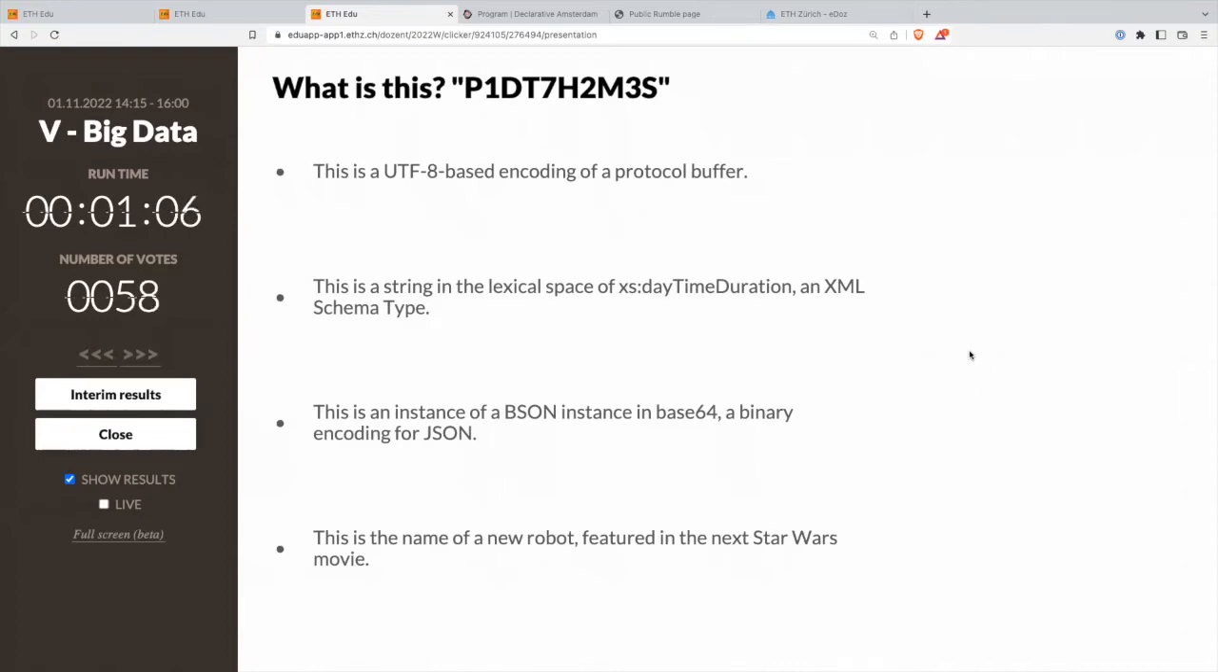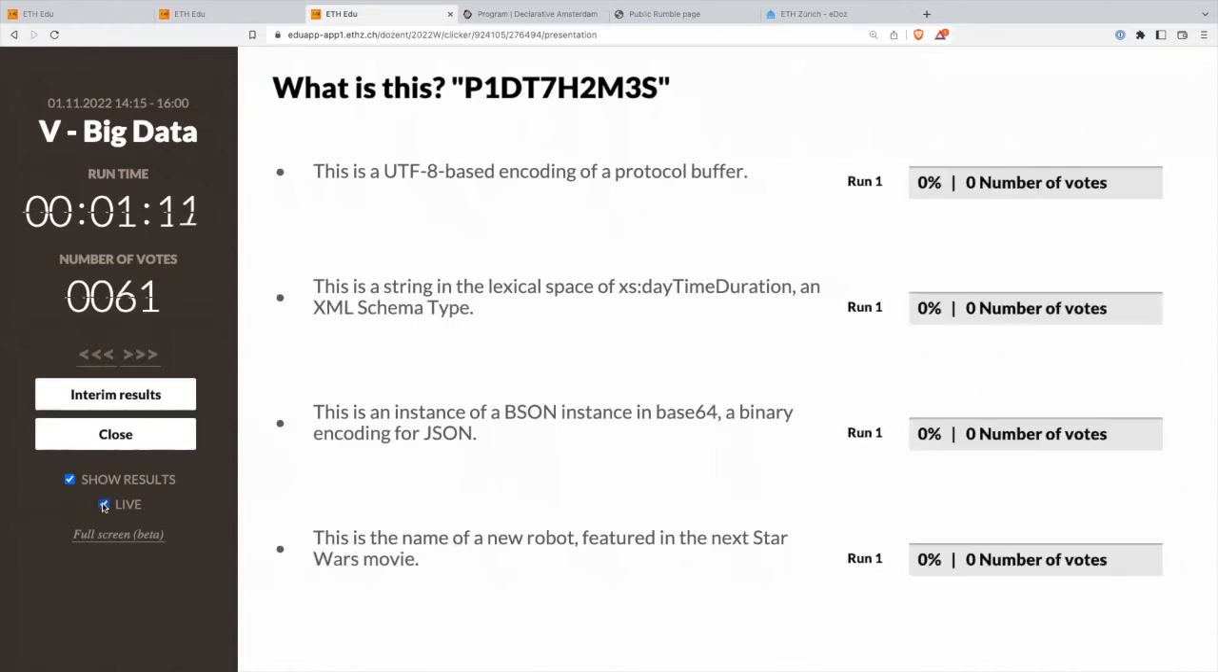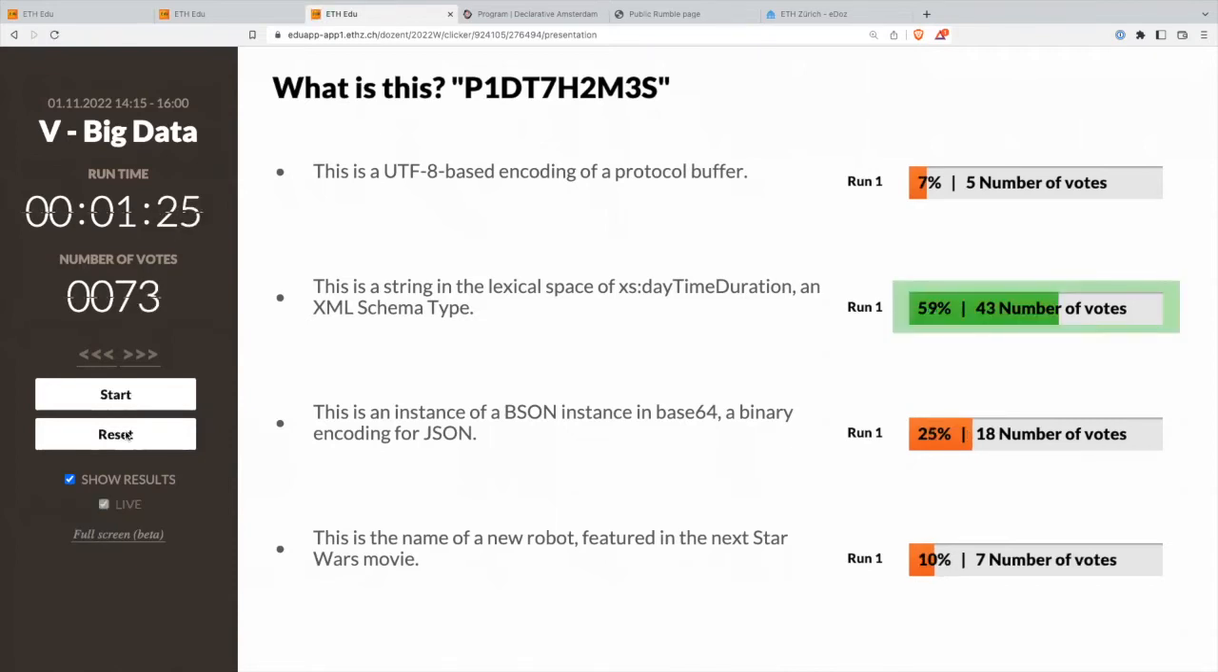The answers are coming in. Let's look at your answers. We have Star Wars fans, or maybe they know things I don't know on the next movie that's going to appear. And we have a majority, and it turns out that the majority is, drum roll, correct.